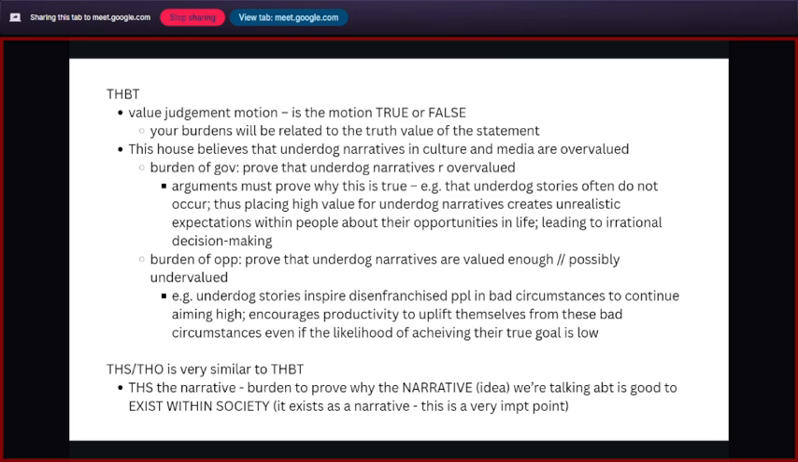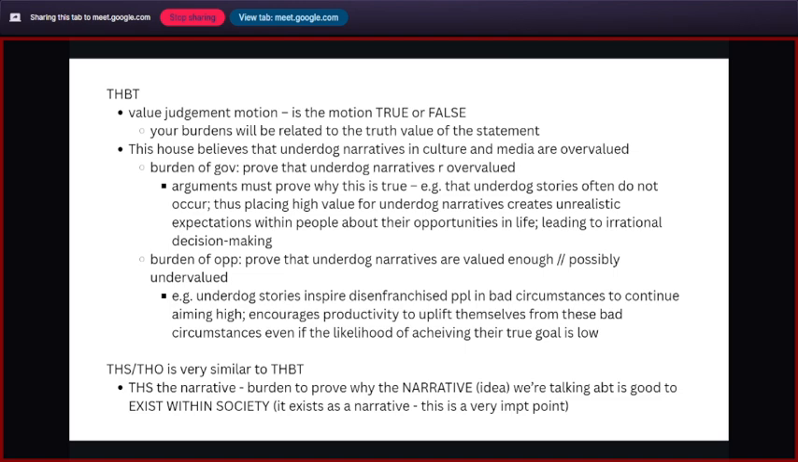And then once you've explained your argument, you can finally prove that your impact is true, right? You cannot just say that underdog stories lead to irrational decision making. You need to have the logical link between that and your impact. So by doing this, you're able to prove your burden of proof, you know? Then, for example, on opposition, you prove that underdog narratives are indeed valued enough. So then you need to talk about what exactly is the importance of being valued enough, you know?